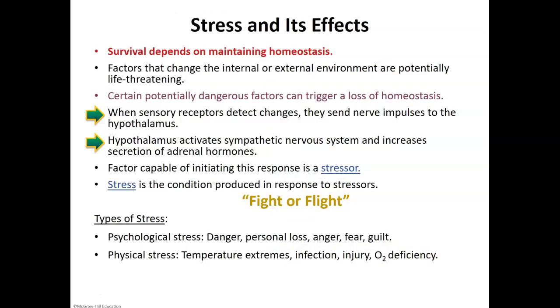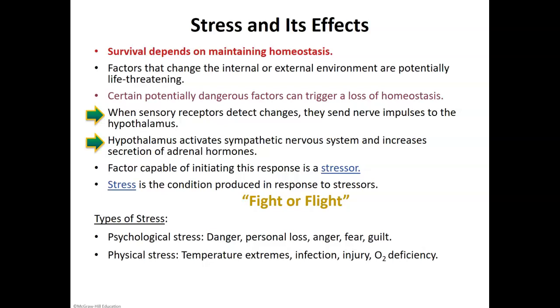Stress is really important because stress is going to take us out of our homeostatic ranges, and that's dangerous. But we kind of depend on being able to go out of homeostasis just momentarily, but then we have to be able to put it back. So ultimately, we need to be at a homeostatic average or medium to stay alive.